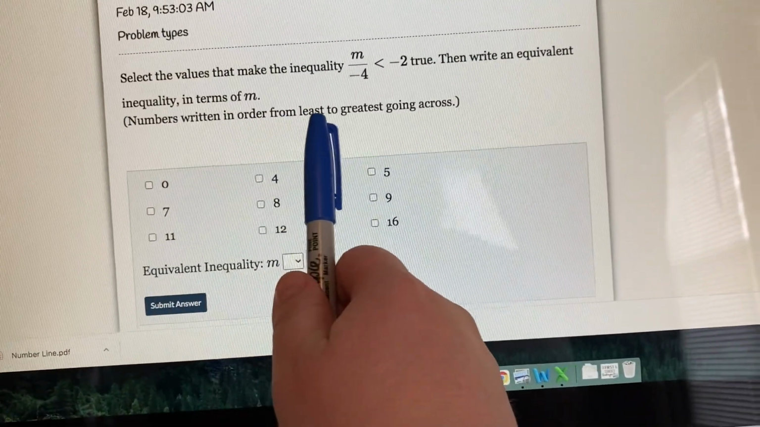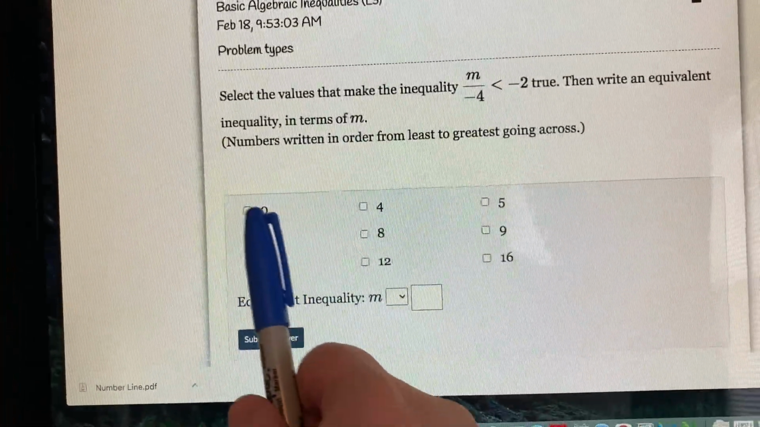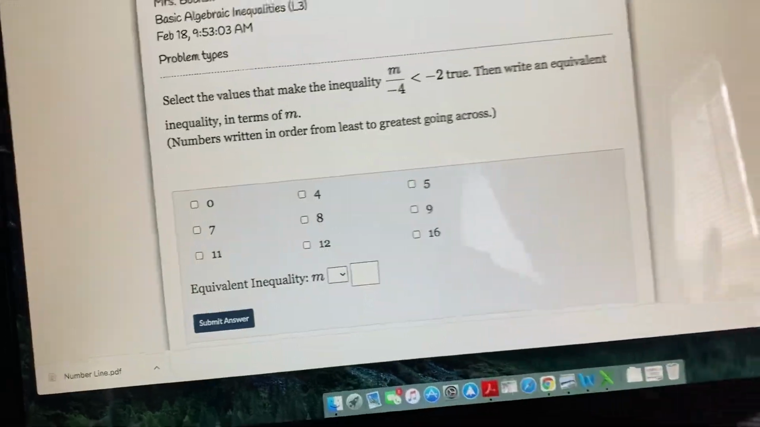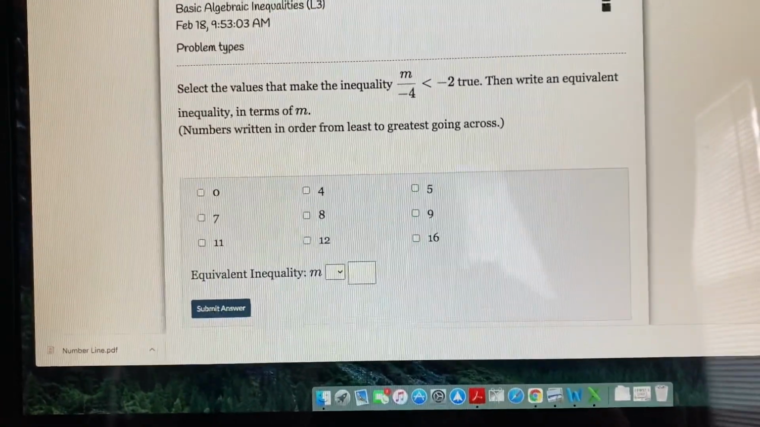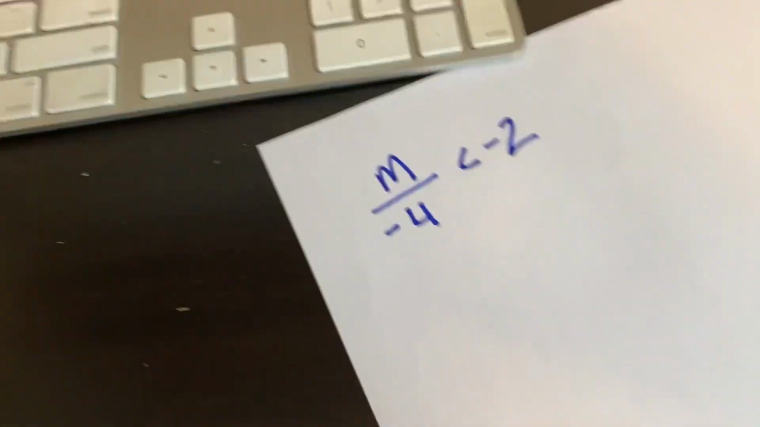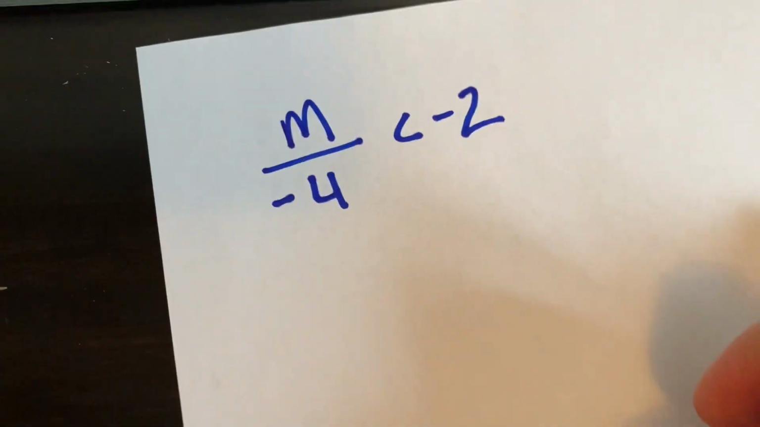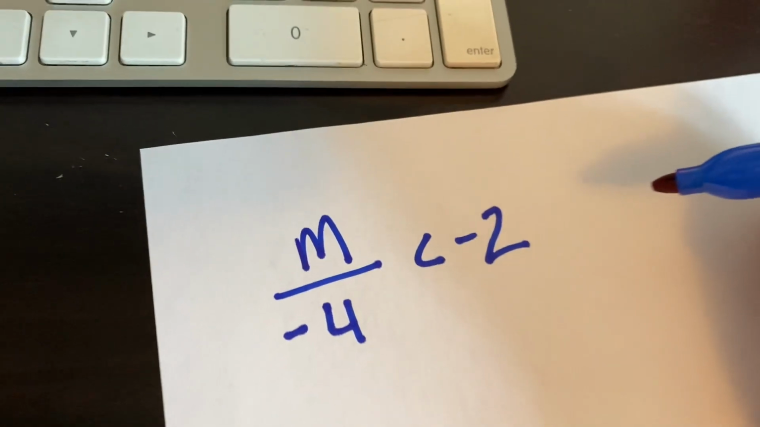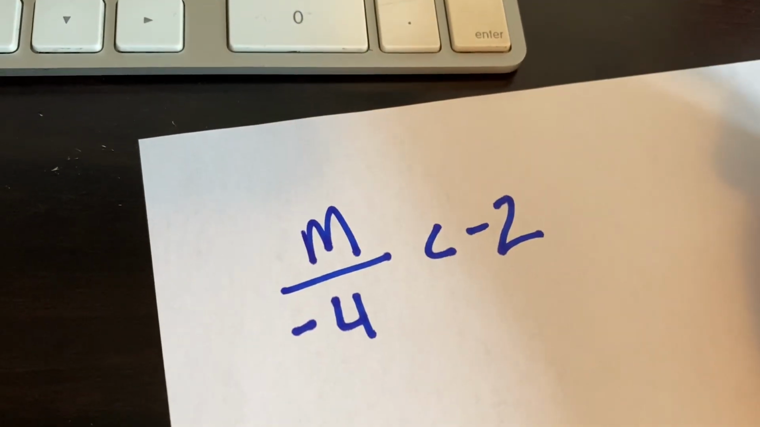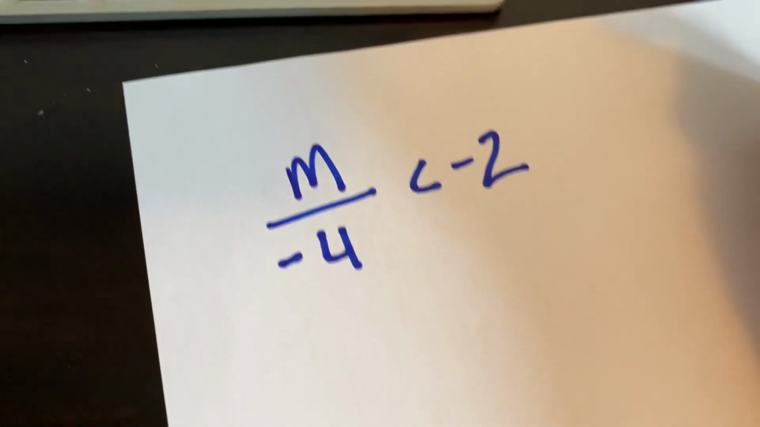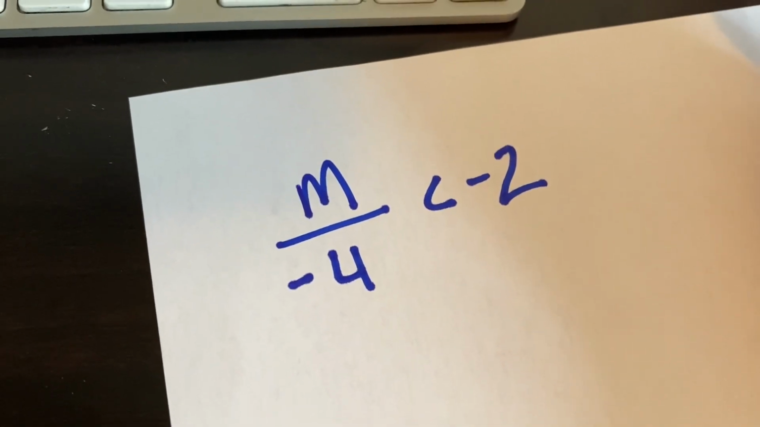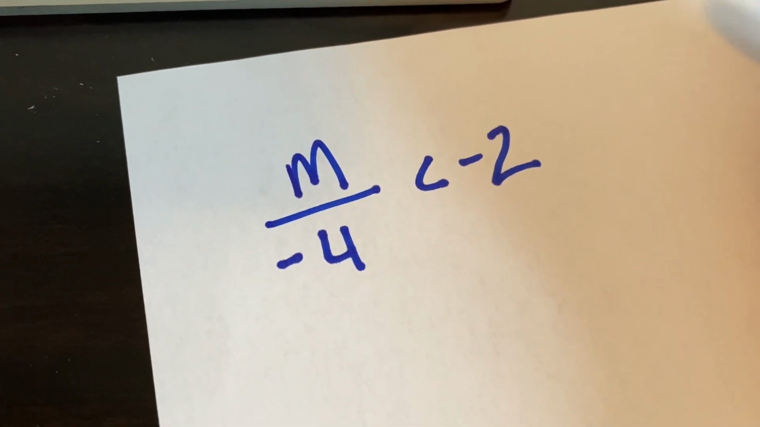And then it also says, and this is important, numbers written in order from least to greatest going across. So these numbers are from least to greatest as they go across, and that's just a good hint, a good clue for you. What I'd suggest is to write down your problem on a blank sheet of paper, some kind of scrap paper or notebook paper. I'm using printer paper, whatever you have. Most of these problems you could do with mental math, or you can do them with your computer calculator if you don't have a school calculator, okay?